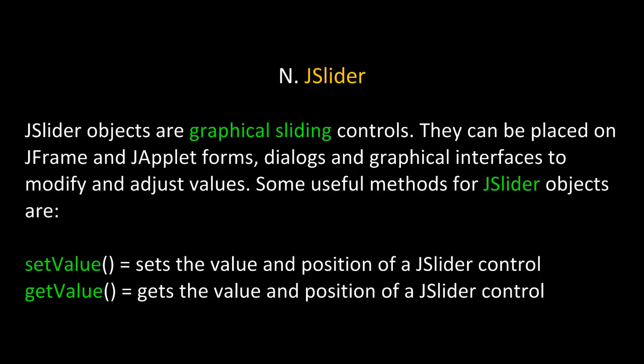Our next Swing component is the JSlider control. JSlider objects are graphical sliding controls. They can be placed on JFrame and JApplet forms, dialogs, and graphical interfaces to modify and adjust values. Some useful methods for JSlider objects are setValue, which sets the value and position of a JSlider control, and getValue, which will get the value and position of a JSlider control.